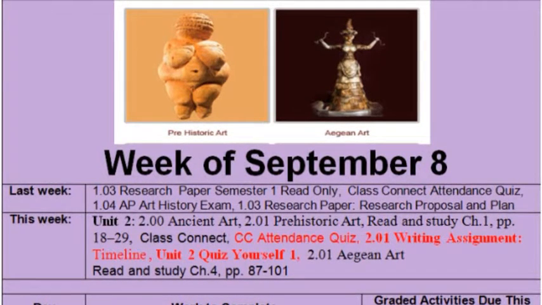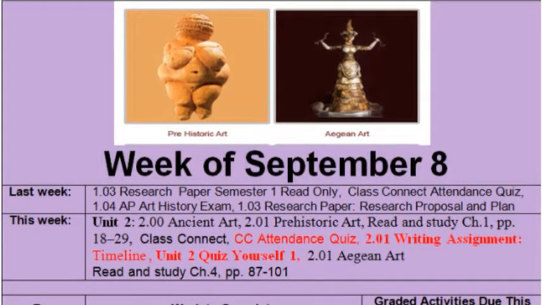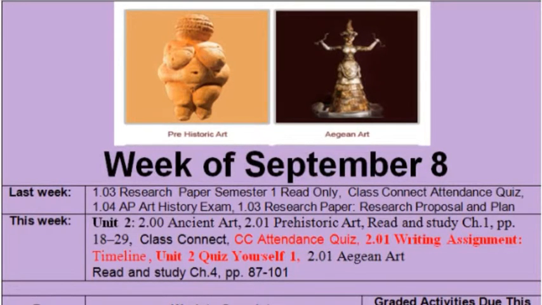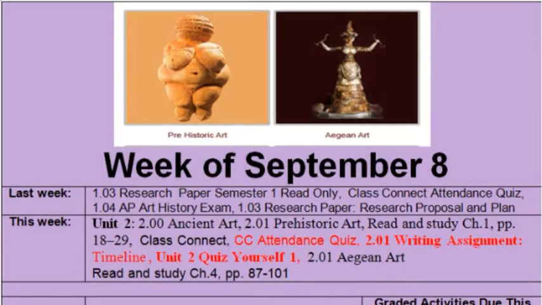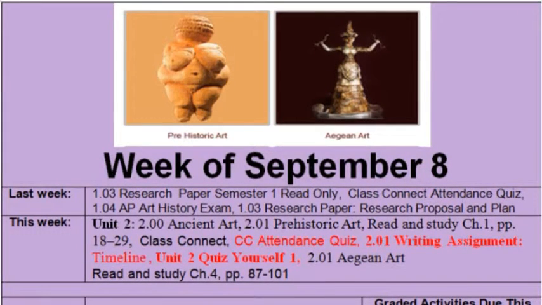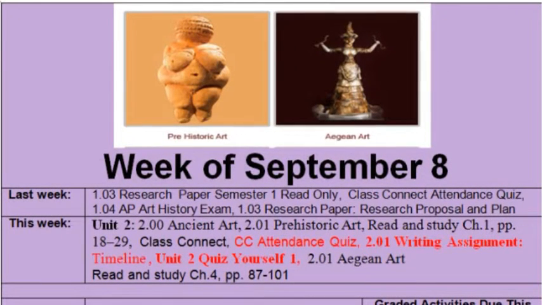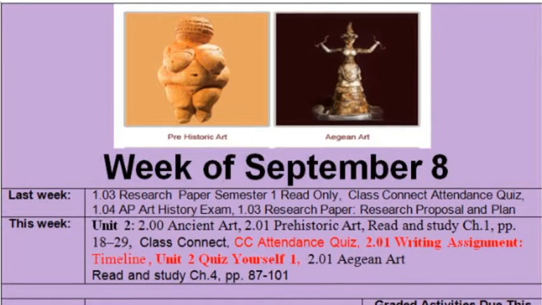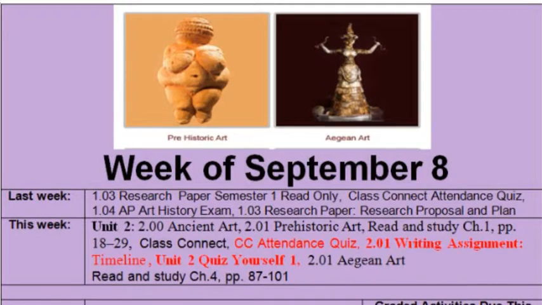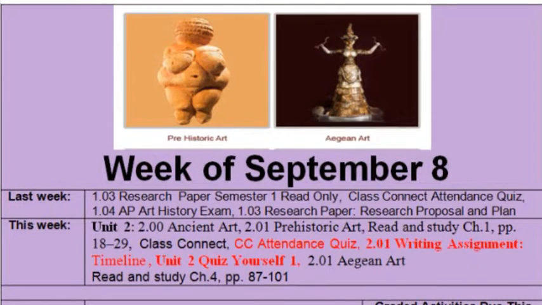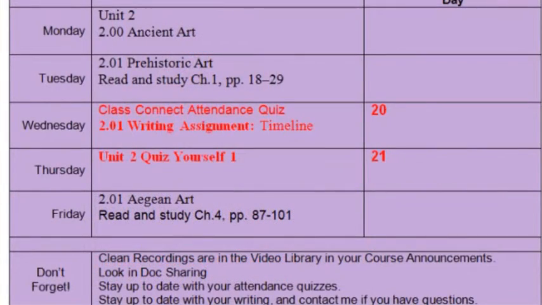So this week we're going to be covering Unit 2, or the beginning of Unit 2, sorry. On Monday, 2.00, an introduction to ancient art and the different time periods. On Tuesday, 2.01, prehistoric art, with some reading. On Wednesday, Class Connect, and I hope you come because we will talk again about different aspects of prehistoric art and writing assignments and any questions that you may have. I might be able to assist you with those, and we'll do some activities as well. Thursday, Unit 2, Quiz Yourself. On Friday, 2.01, Aegean Art.